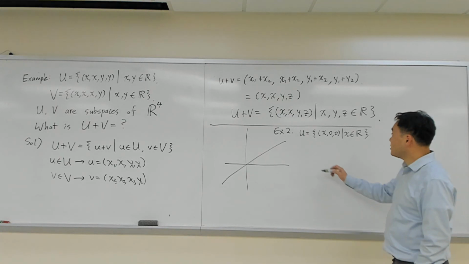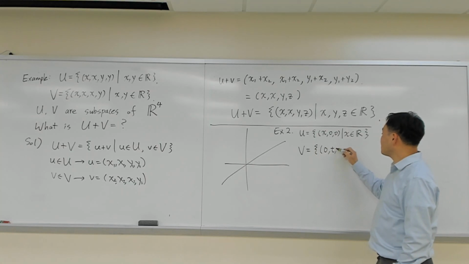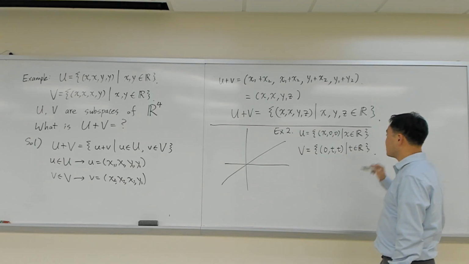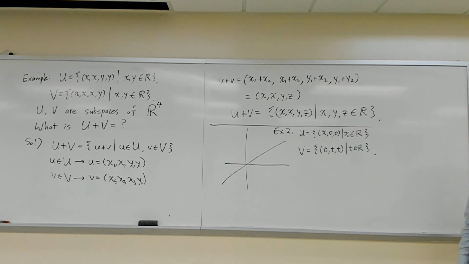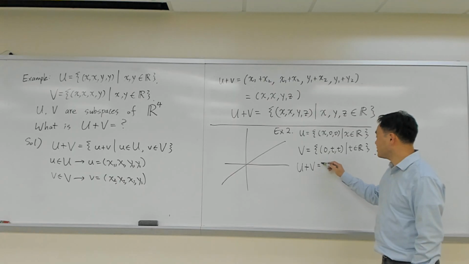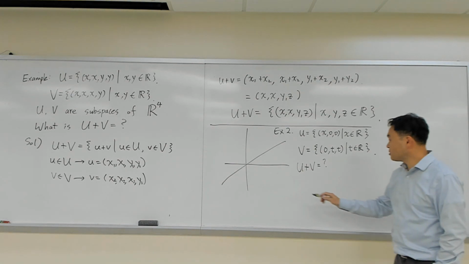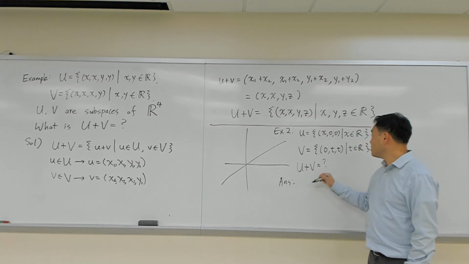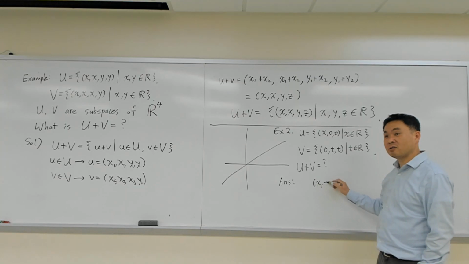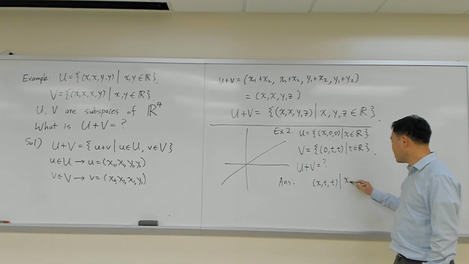Now V, I'm going to put (0, t, t), where t is in R. Now the question is, what is U plus V? Well, the answer is rather simple. If you add this plus this, of course, what do you get? (x, t, t), right? And x and t in R.